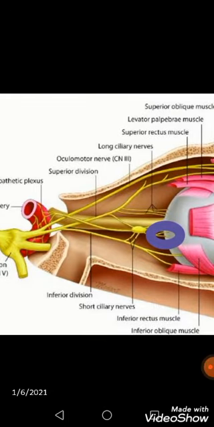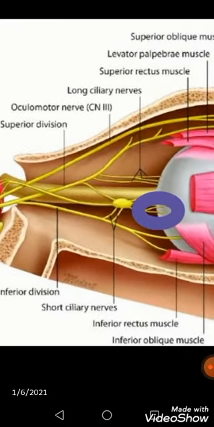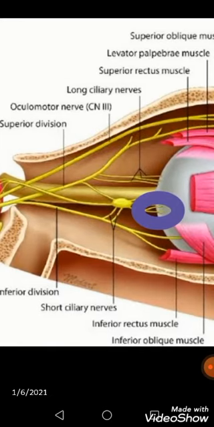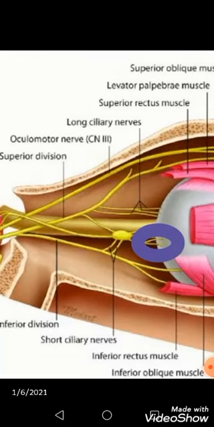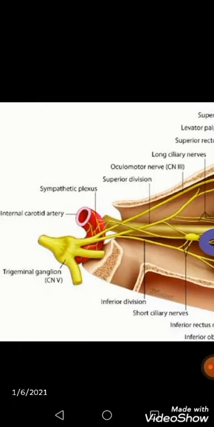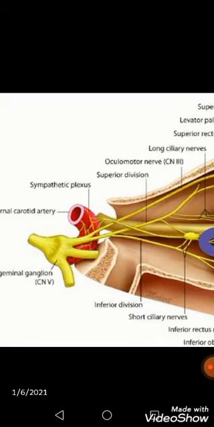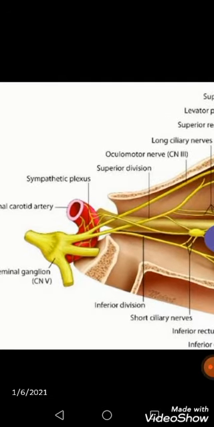These fibers pass out as short ciliary nerves. You can see the nerves written here and also encircled in the purple circle, and they reach the blood vessels of your eyeball, and they also supply the dilator pupillae muscle of your eye. And now after that you have to concentrate on the trigeminal nerve with its ganglion, and you can see its upper division, which is the ophthalmic division.